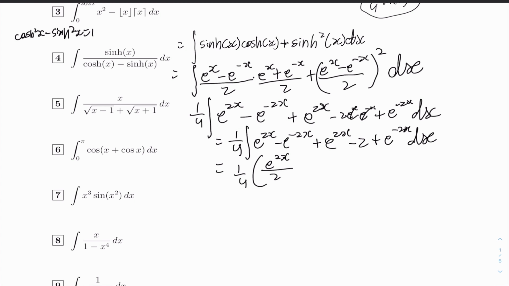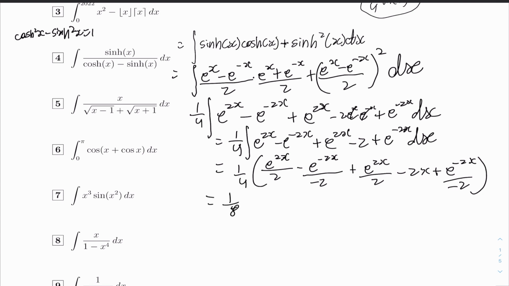So now we have to subtract e to the negative 2x and ask ourselves, what's the derivative of negative 2x? That's negative 2, so we divide by negative 2, and then we add e to the 2x over 2, that's the same thing, and subtract 2x, that's the integral of negative 2, and then we add e to the negative 2x over negative 2 once again. And now we can actually factor out a 1/8 to make it a bit easier, because we have a lot of divide by 2 terms.